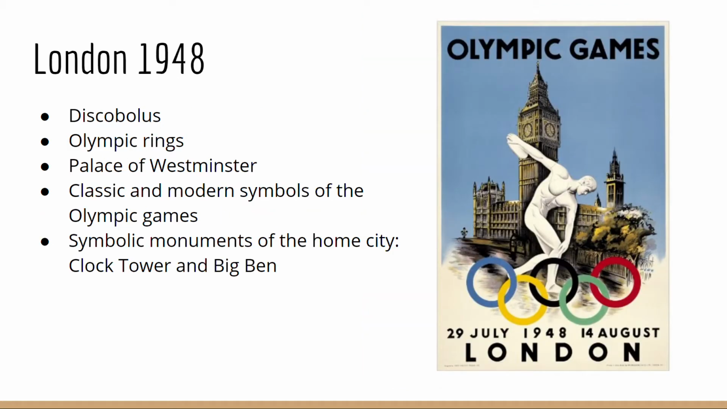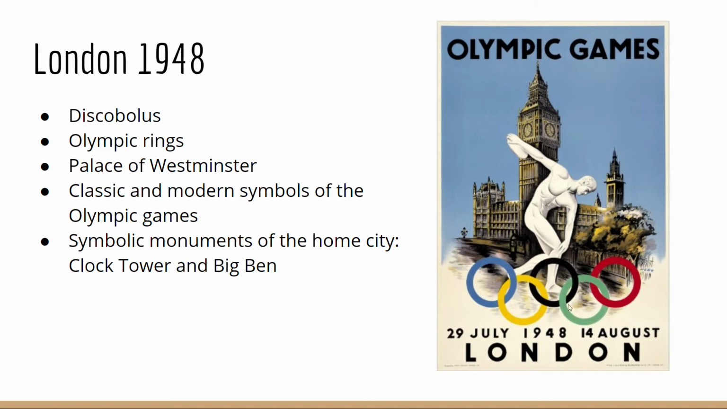Then we're going to jump. There were a few more Olympics, obviously, after that, every 4 years. But we're going to jump all the way to 1948. And this is when the Olympic Games came to London. Here we see a more modern poster. Okay, and we have the name Olympic Games.